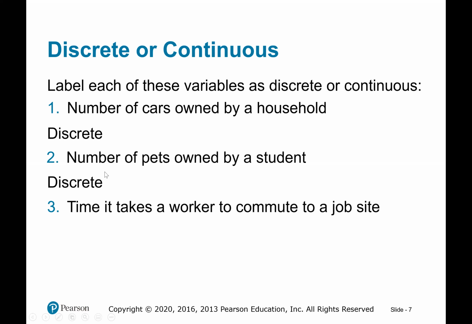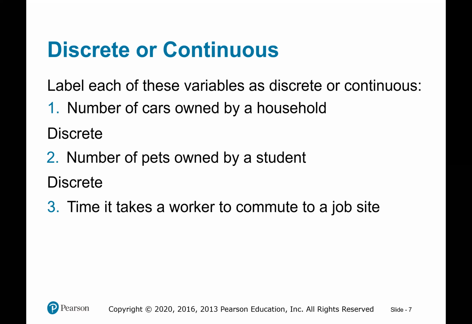Okay. Next one, the number of pairs of shoes owned by a student is also discrete because you could have 0, 1, 2, 3 pairs, but you don't want to have 0.5 or 1.2 something like that. So that's discrete.